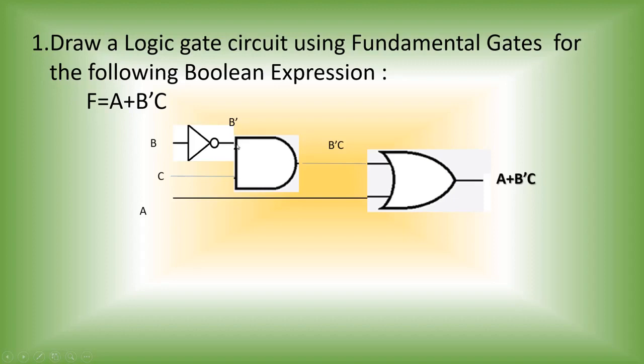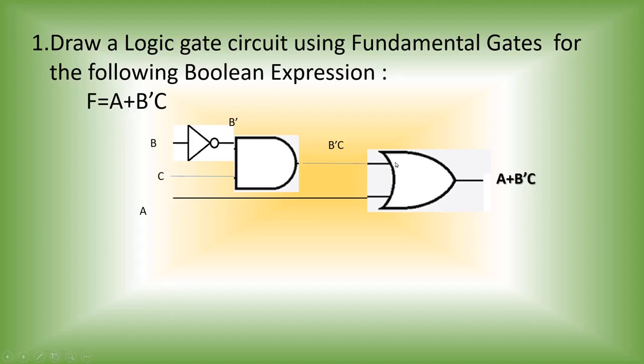One of the inputs of this AND gate is this B complement. The output of the NOT gate will be given to the AND gate. So B complement is the input of the AND gate, and the next input is C. So this is C, C is drawn like this, and that C is the input of this AND gate. Now the output will be B complement C. And the next operation is the OR operation. That is done by using an OR gate. So this is the OR gate.